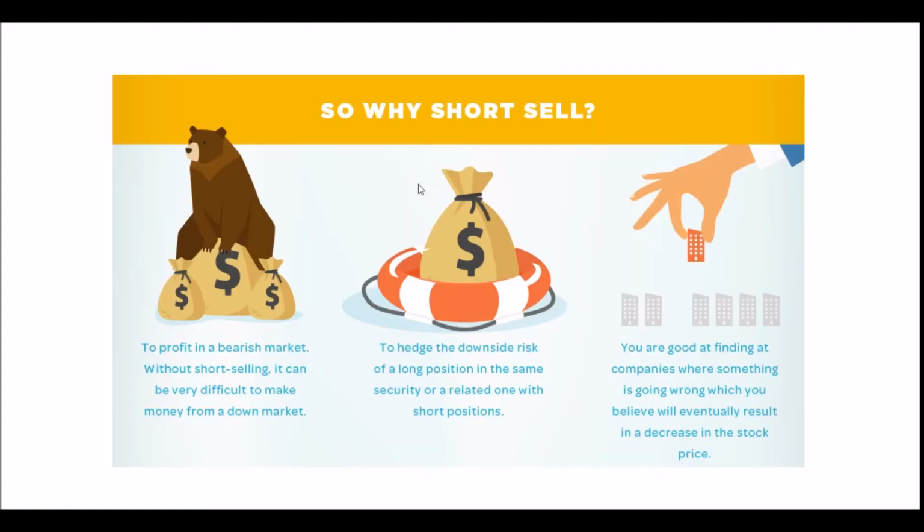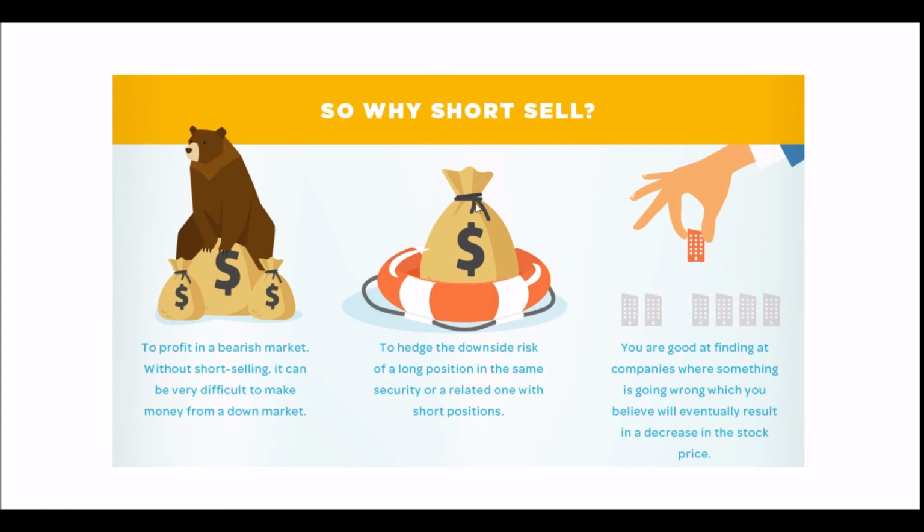So, the next question is: why do we short sell? All right, guys, first, to profit on the bearish market. Without short selling, it can be very difficult to make money from a down market. Don't forget, the basic idea is that you are speculating that prices on the market will go down. So you sell at a high price, someone buys it, and then you later go back and buy it.